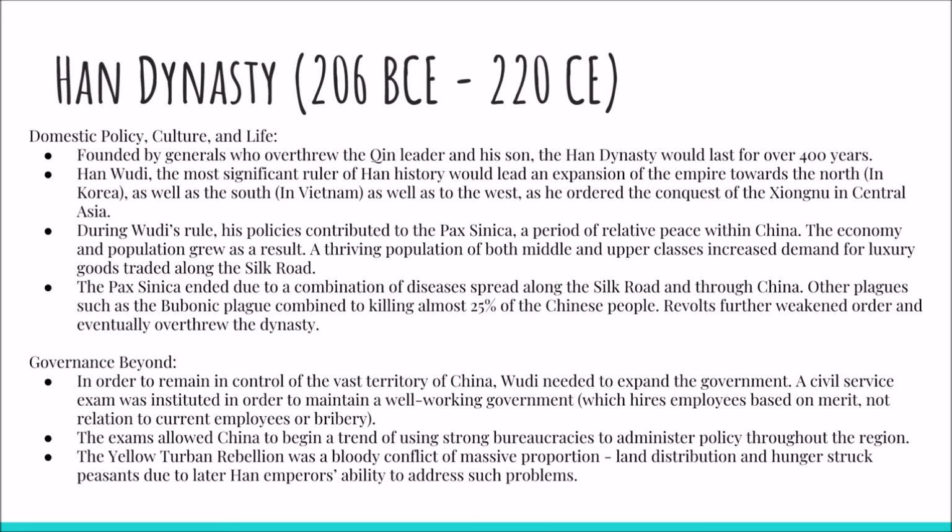Shortly after, the Han dynasty arose. Founded by generals who overthrew the Qin leader and his son, the Han dynasty would last for over 400 years, in sharp contrast to the less than 30-year rule of Qin Shi Huang and his son.